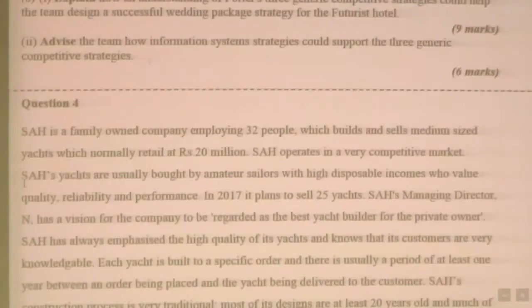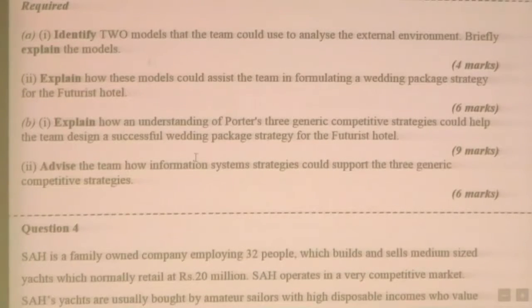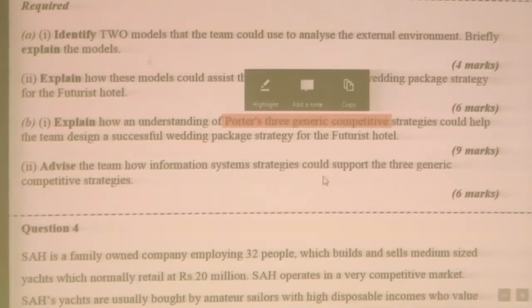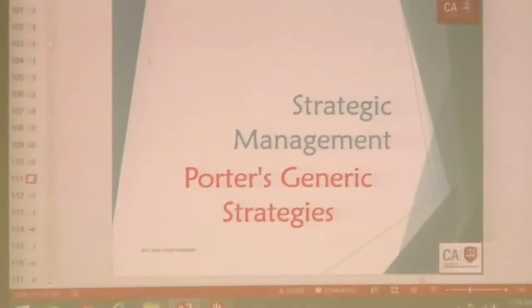So, B1 talks about: explain how an understanding of Porter's three generic competitive strategies could help the team design a successful wedding package for the future is hotel. Advise the team how information system strategies could support the three generic strategies. Okay. Anyway, moving forward. We know what Porter's generic strategies are because I explained it in one of the lectures.